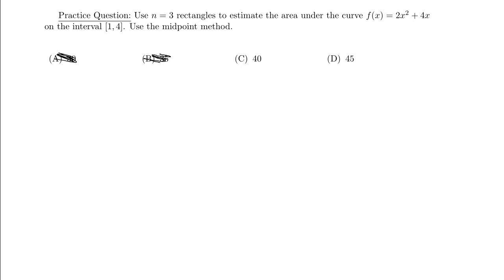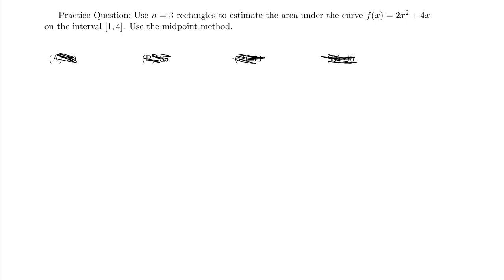None of them are correct. So just cross them out. We'll keep it from being a multiple choice question. So we want to use n equals 3 rectangles to estimate the area under the curve of the function f of x equals 2x squared plus 4x. And we want to do this on the interval 1 to 4 using the midpoint method.